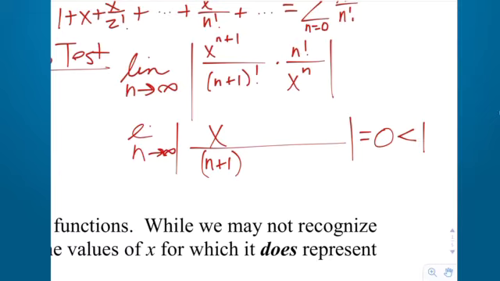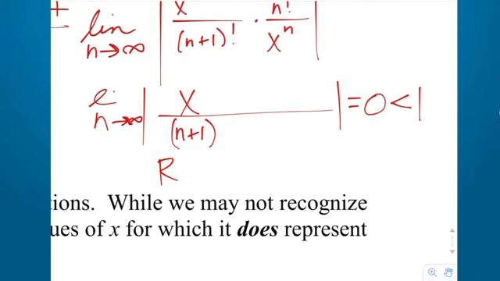Is 0 always less than 1? Yeah, so here's what we're saying. It doesn't matter what x is. It could be anything in the whole wide world. This is going to converge all the time, right? Regardless of what x is, this is always going to converge. So what does that mean? What do you think the radius is then? For what values of x does it converge? All values, yeah. So in this case, the radius of convergence is infinity.